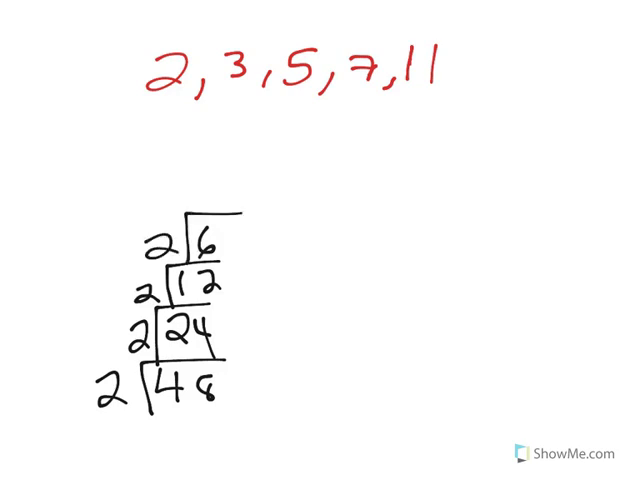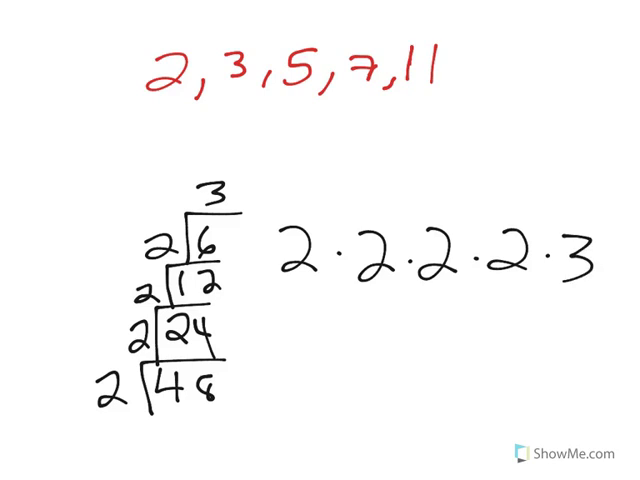Does 2 go into 6? Yep, 3 times. 3 is a prime number, so the prime factors of 48 are 2 times 2 times 2 times 3, and then we can rewrite that as 2 to the 4th power times 3.